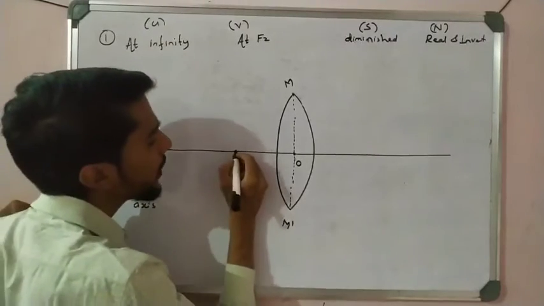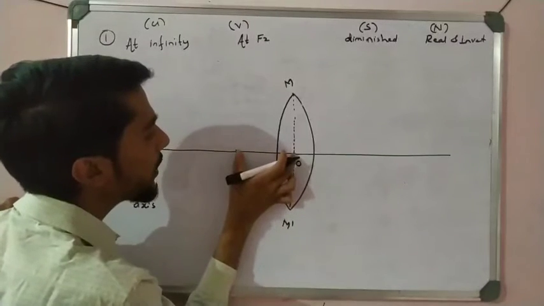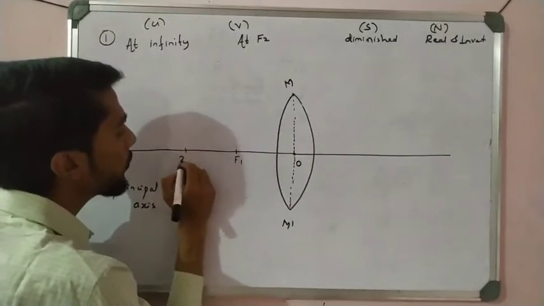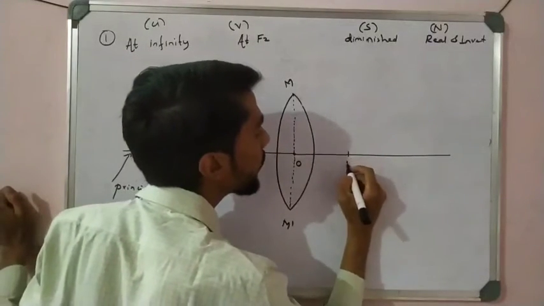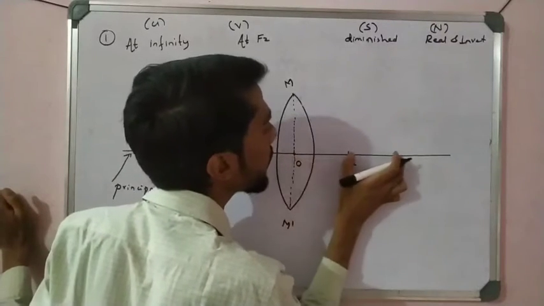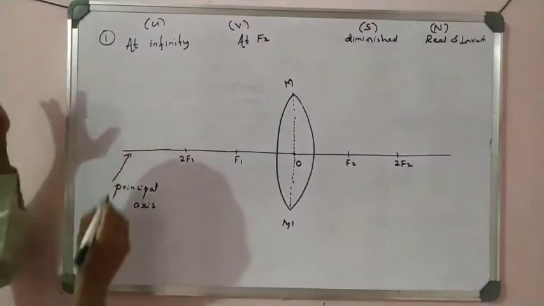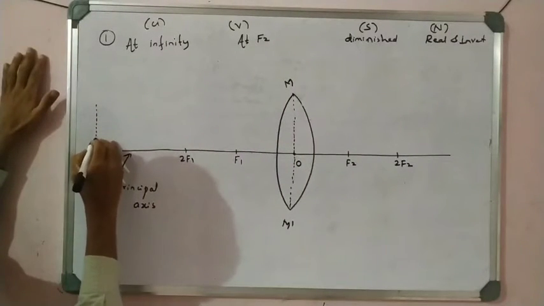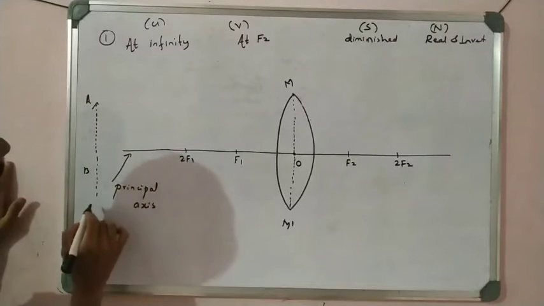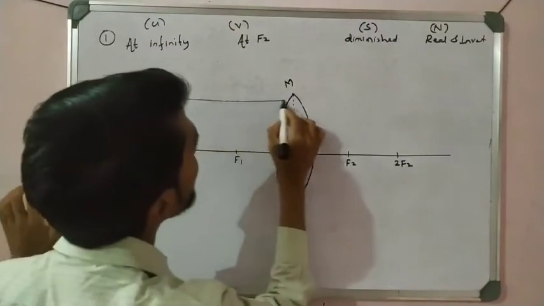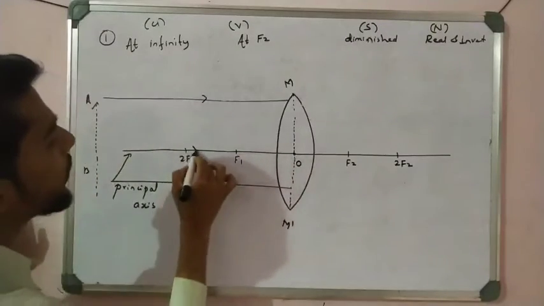Let us label the parts exactly. F1, I take a measurement like that, and 2F1 here. Then F2, and 2F2 like that. This is over. Now the first case, infinity. The object AB is at infinity. So a ray of light travels from infinity like that. I take only 2 rays, and that is enough.